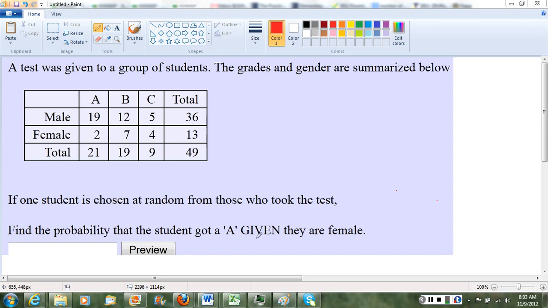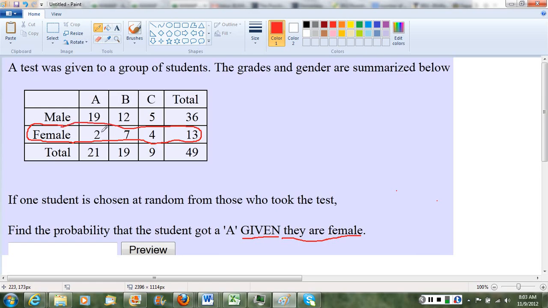So we see that keyword given right there. It lets me know immediately that I'm dealing with a conditional probability, so I want to look after the word given to see what the condition is. The condition is female. So I know that to answer this question, everything I need is going to come from the female row of this table.